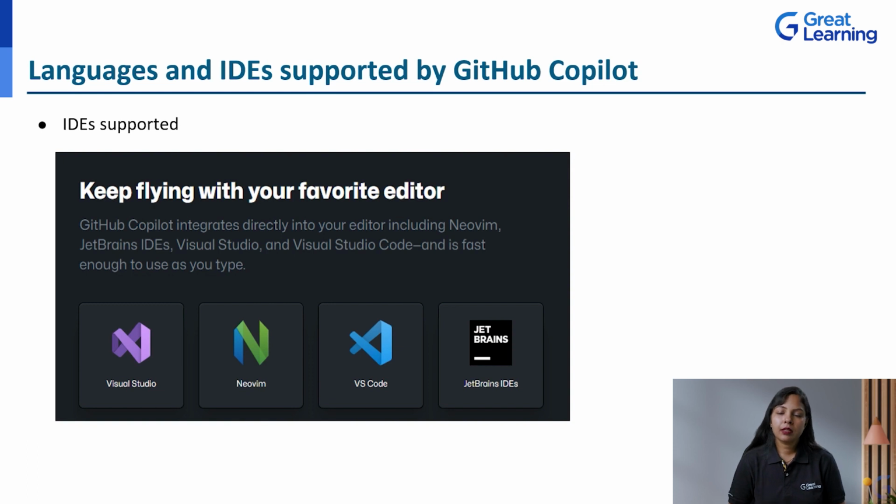Talking about the IDEs supported by GitHub Copilot. From the official announcement on the GitHub Copilot website, you can see that it mentions that GitHub Copilot integrates directly into your editor, including NeoVim, JetBrains IDE, Visual Studio Code. Right, so these are the 4 IDEs, integrated development environments, on which you can use GitHub Copilot.